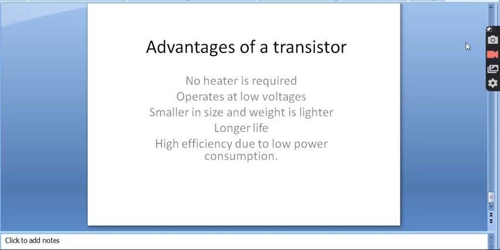In our next session we are going to discuss biasing. If you know completely about the transistor, then only we go for the next topic, that is biasing. So what is biasing, why we are applying biasing, and what is the need for it will be discussed in the next session.